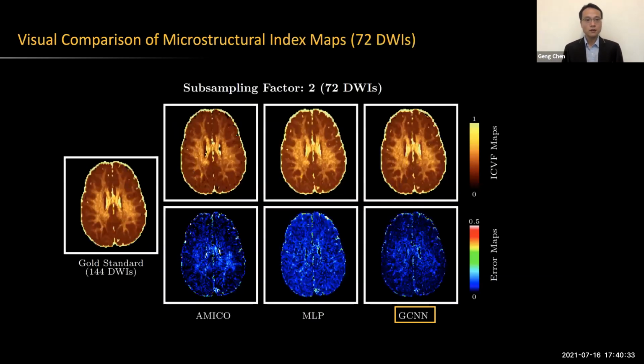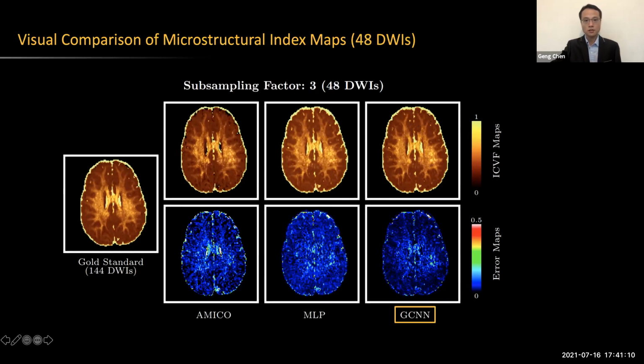Yeah, so these are in vivo results for the intracellular volume fraction. This is the result based on subsampling factor of 2. The top row shows the intracellular volume fraction maps given by different methods, with the ground truth shown on the left. And the bottom row shows the corresponding error maps. We can see our method reduces the prediction error, indicating the prediction result is close to the ground truth.